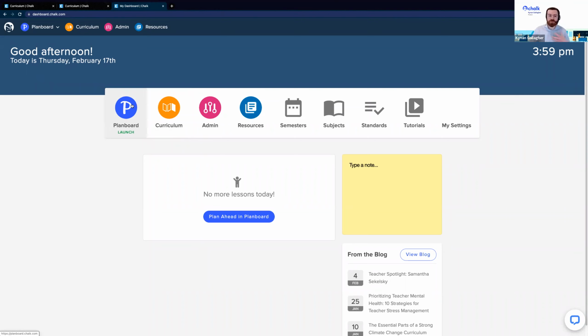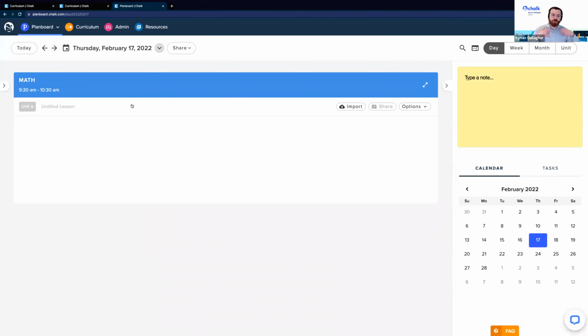So as a teacher, when you come into Planboard, so I'll just click this option here, you would have your own individual schedule that you've created. You would lay out your classes at the times that they're meeting, and you'd have the option to customize how your schedule works and the classes that you teach. In this one, we just tried to keep it simple. We just have our one math class, and we're currently looking at today, Thursday, February 17th.